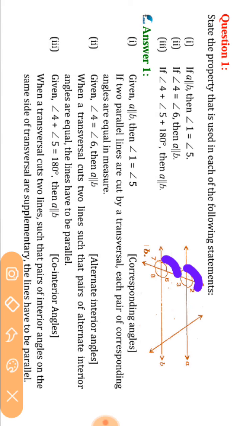So it is based on, see, it stands for F. So it stands for F means it is corresponding angles, isn't it? So the property is corresponding angles. So this is, given a is parallel to b, then angle 1 is equal to angle 5. If two parallel lines are cut by a transversal, each pair of corresponding angles is equal.